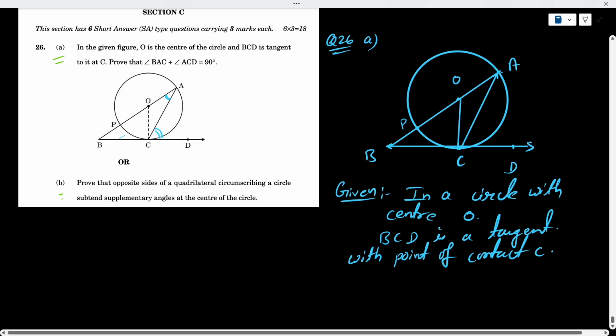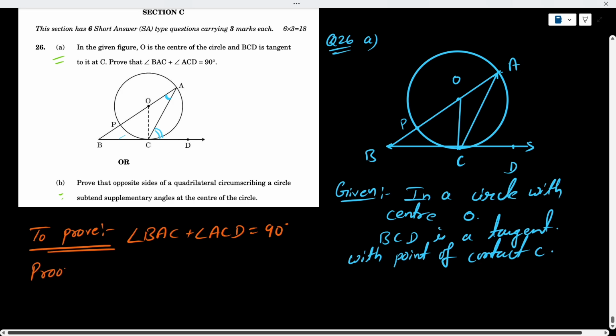To prove, under this you need to write down. I'm just writing on the sidewise. Please avoid writing anything sidewise. What to prove here? Angle BAC plus angle ACD is equals to 90 degree. How will we start proving here? There is no extra construction required here. Now you will always start, because you know that the 90 degree is OCD. If you see that this angle is 90 degree and the OCD part is angle ACD, right?